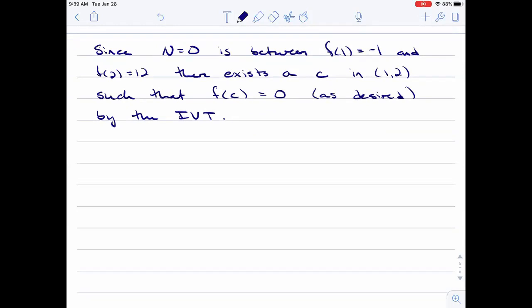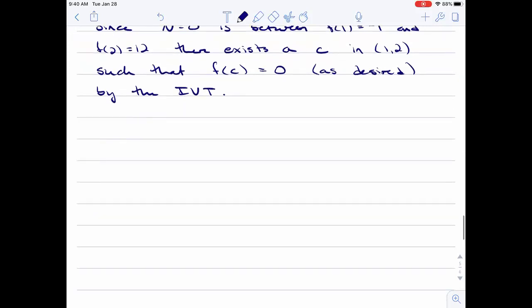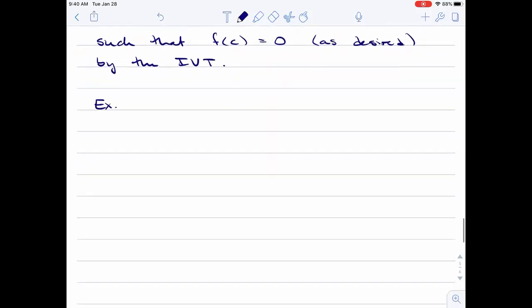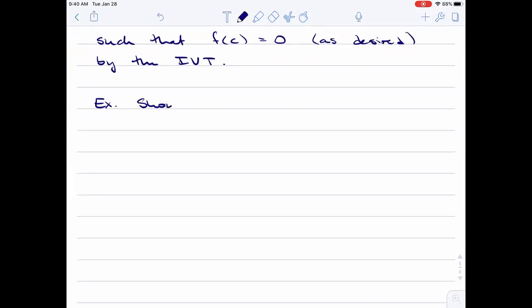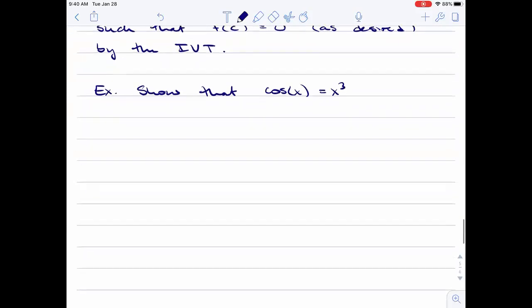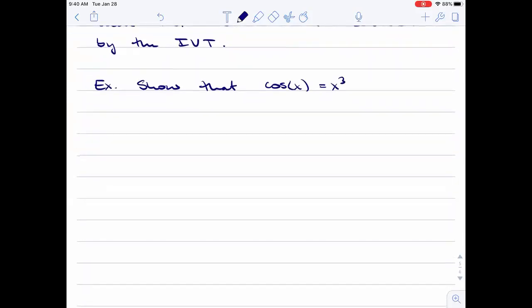So that was an interval where I gave you, okay, you have to show me that there is a solution to this problem, right, between these 2 points. It can be a little bit more open-ended than that, right? And so another example, if we have to show that cos x equals x to the 3 has at least one solution, right? So I'm not saying how many, but has at least one solution.